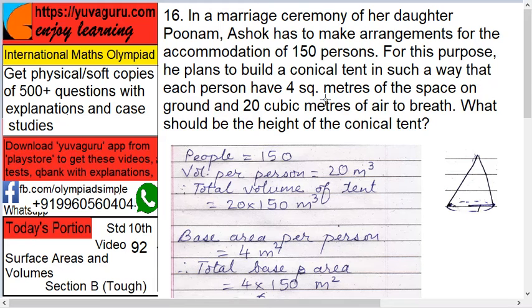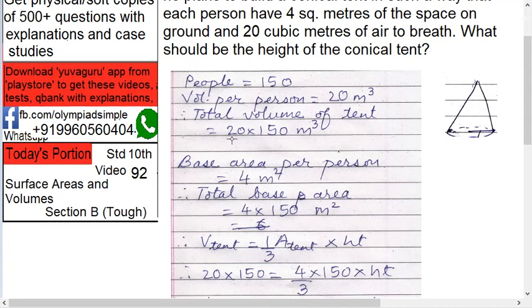Don't get confused by these words of meters of air to breathe and everything. It's very simple. People: 150. Volume per person is what? 20 cubic meters. This is the volume per person. So the total volume required is what? 20 into 150. Right? So you need not even solve this.